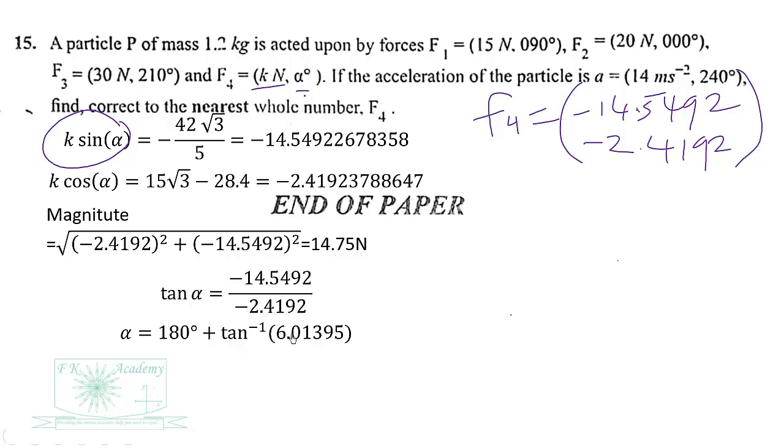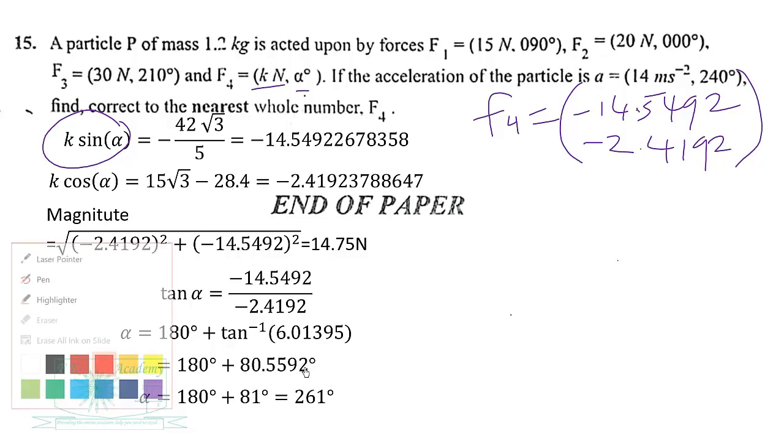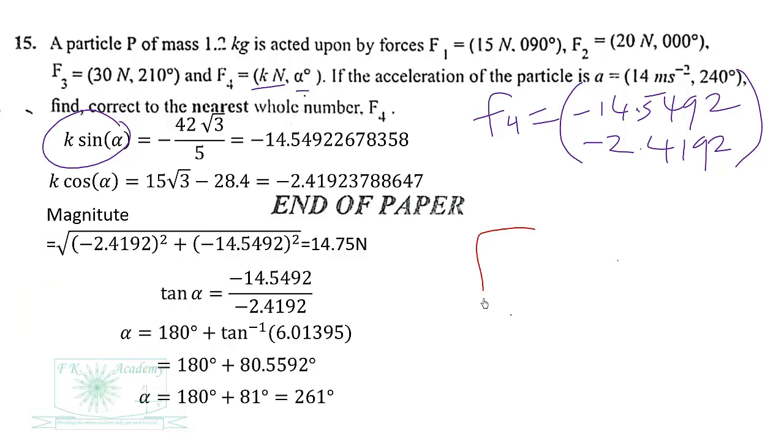So the bearing will be 180 plus tan inverse of this over this, and that will be equal to 261 degrees. Therefore, the force F4 in terms of k newtons will be 50 newtons, and in terms of bearing will be 261 degrees.